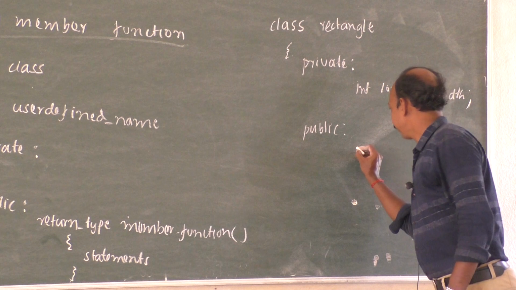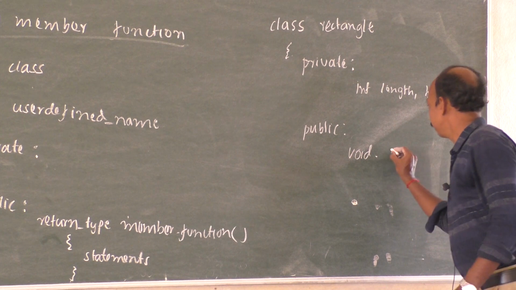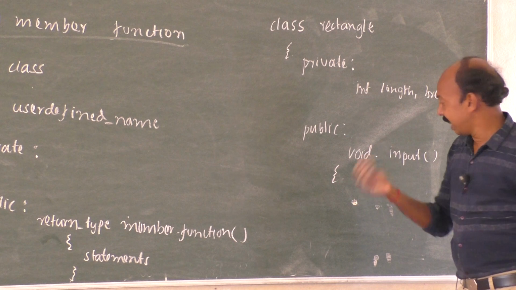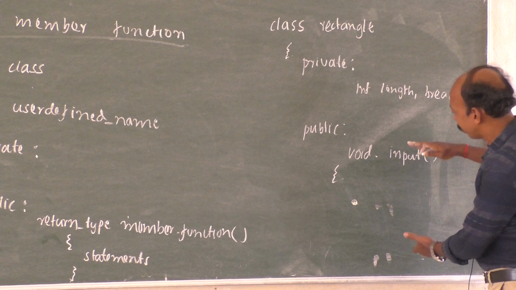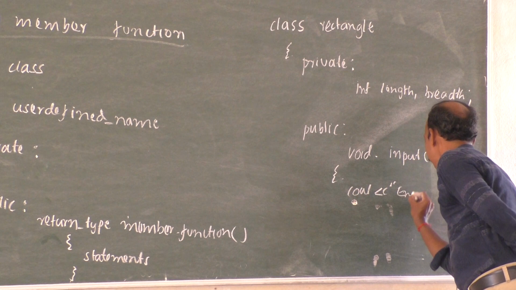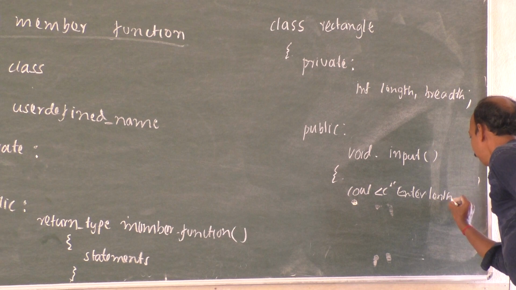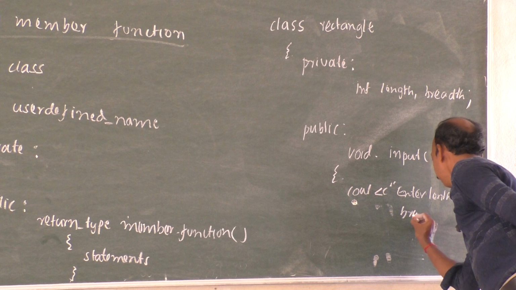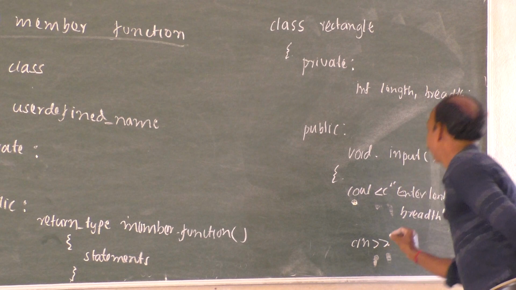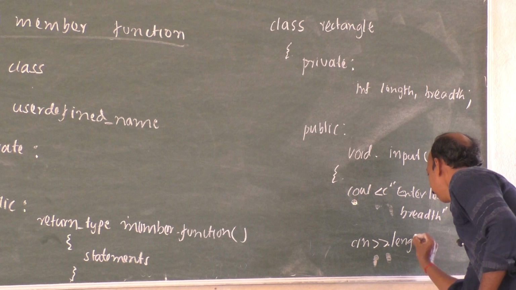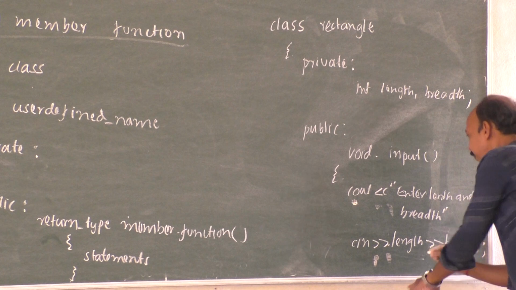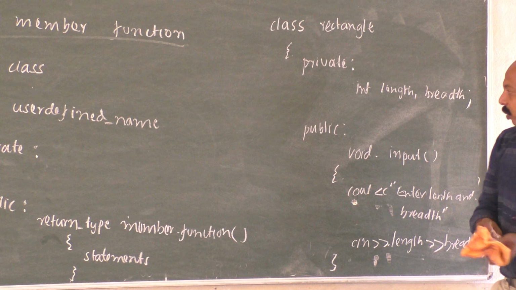So here public void input, open the flower bracket, because we are going to input the value here itself. Inside the class itself we are going to define the function. So cout enter length and breadth. Then cin, that is length greater than breadth, and close this. That is one function. One more function we shall write here.